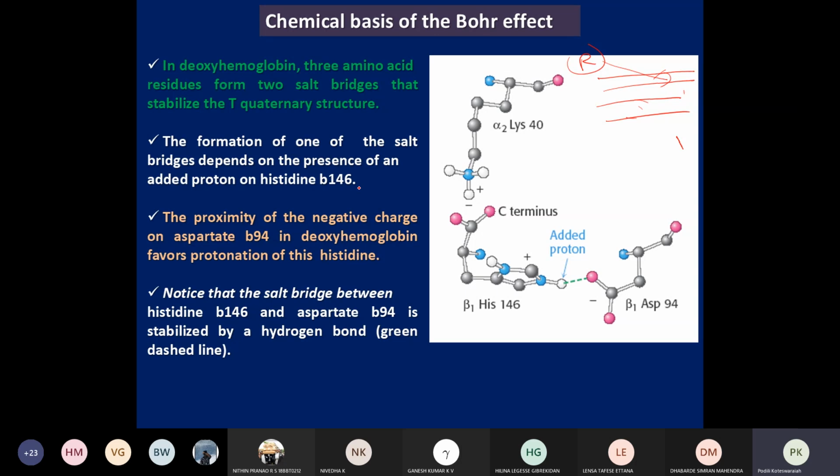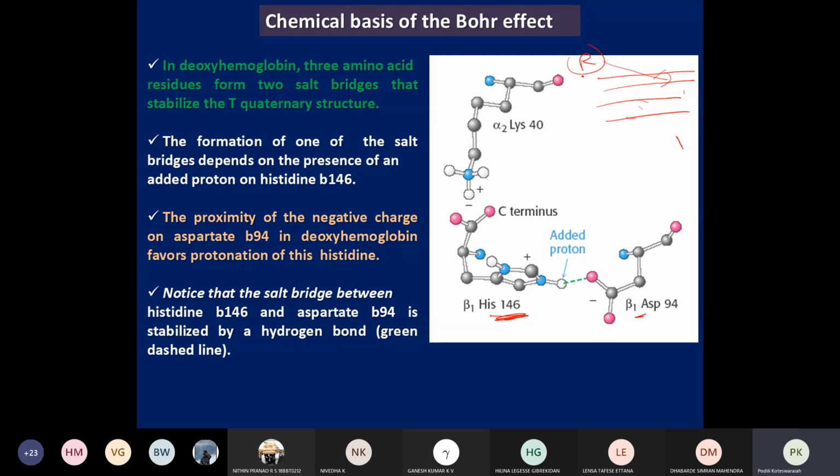Therefore, these H plus ions coming from the carbonic acid dissociation cause the protonation of histidine 146. This protonation of histidine 146 in turn facilitates the formation of a salt bridge with the negatively charged aspartic acid residue. As a result, hemoglobin switches from the R state to the T state.